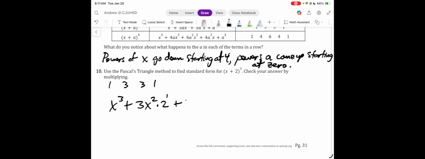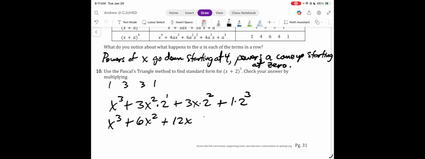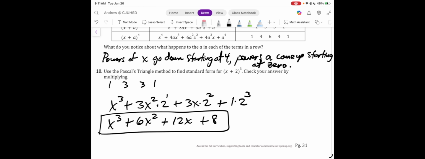Plus another 3, x goes down to the first power, 2 comes up to the second power, and then finally it ends with a 1. X has disappeared, and 2 has come up to the third power. So it's x cubed, 6x squared. The 3 times 2 squared would be 3 times 4, 12x, and then plus 8. And there you go. And we could check it by multiplying it out the long way. It'll work.